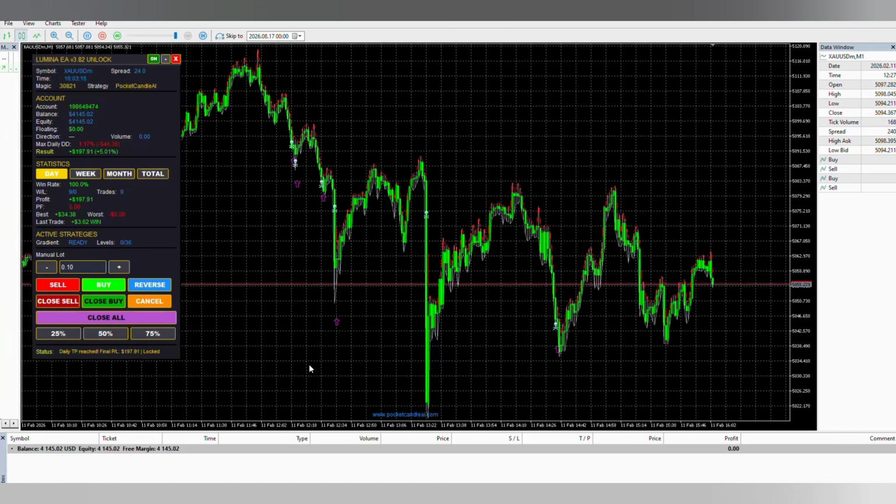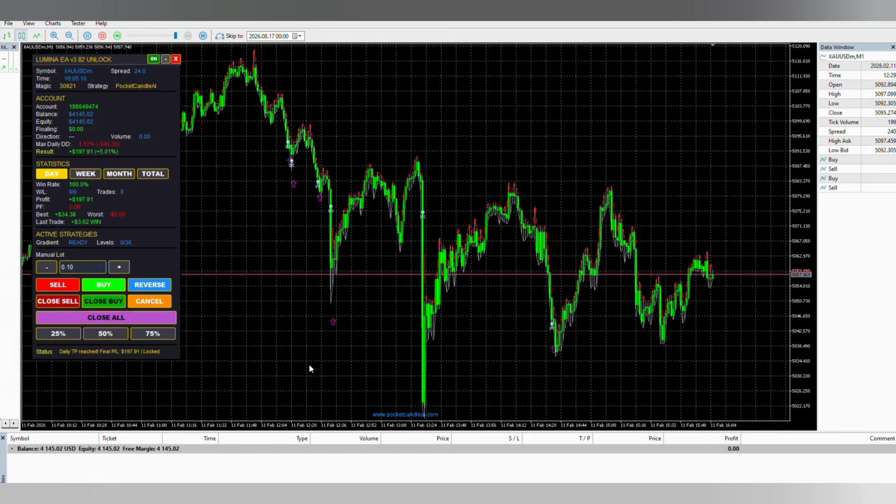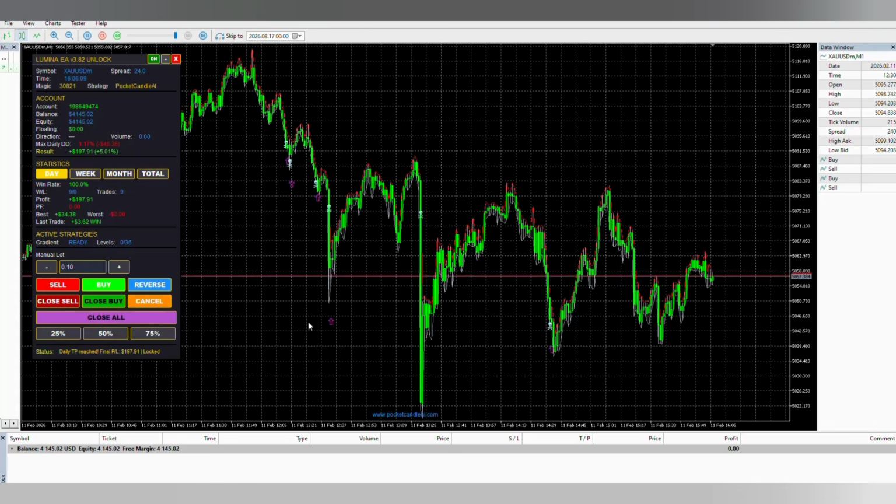If it's the lot size, I have to go back there and check the lot size, check everything, and then fine tune it, bring it back, and make it workable. Okay, so that's what I'm trying to explain.